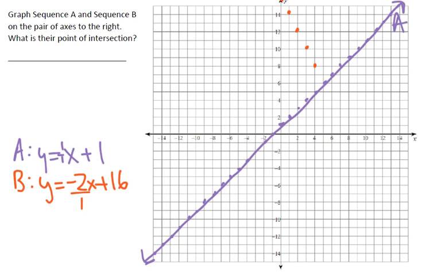Which should be matching up with my points on my table, right? Because you could have continued your table and found where they intersect that way as well. Down 2 to the right 1. Okay, so there's our graph.